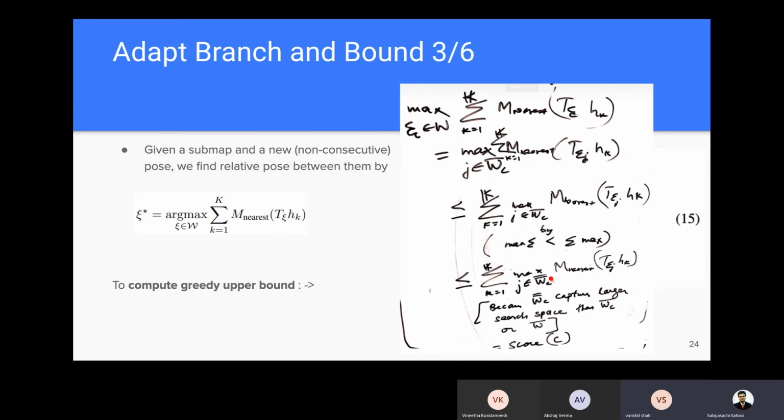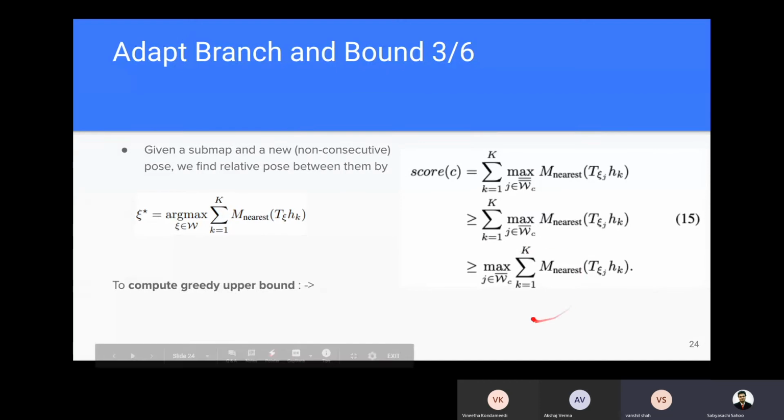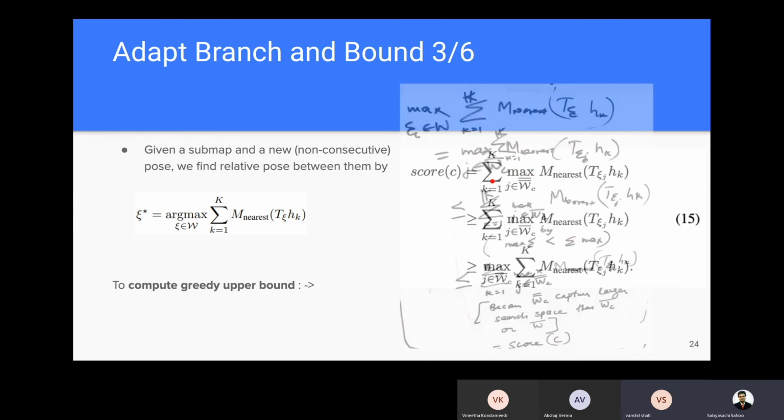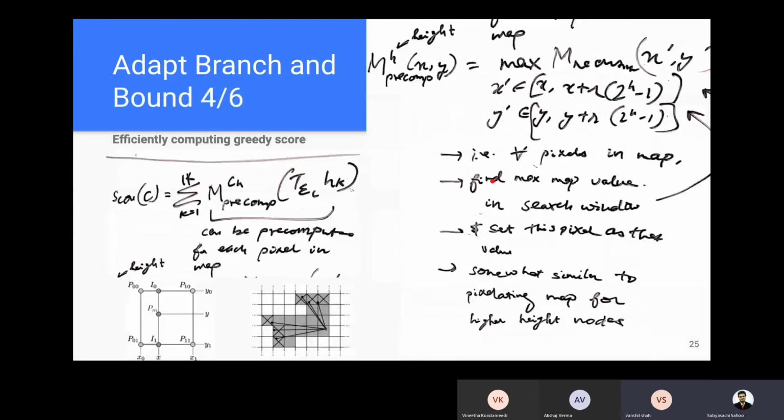Fine. So that is what was there in this paper. Essentially this is the score C, the upper bound that they would like to calculate for every partition, and they say that this is obviously greater than this value, so that can act as a greedy score equivalent in the branch and bound. Now, how would we like to calculate that?